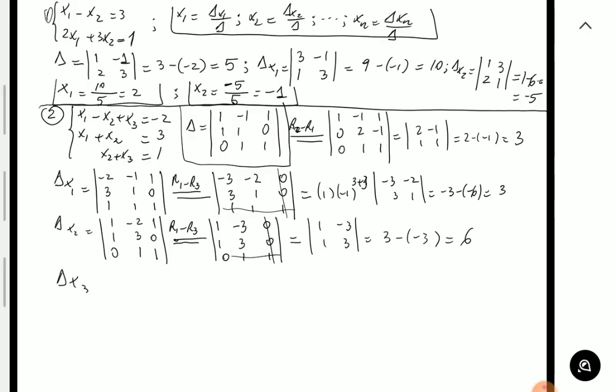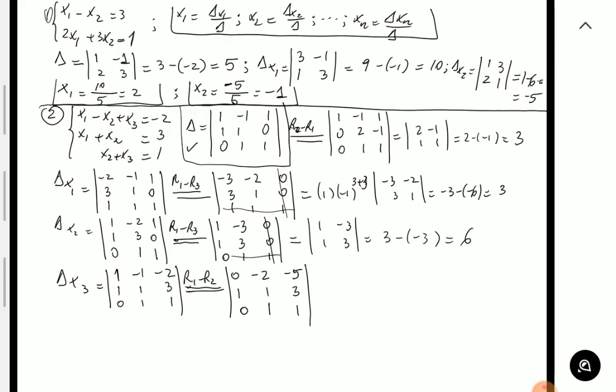So delta x3, going all the way back again to the original matrix. The first columns are now the same, and we replace the last column with minus 2, 3, and 1. We take advantage again of the existing 0, and let's make another 0 on the top, so we're going to subtract row 2 from row 1. 1 minus 1, 0; negative 1, negative 1, minus 2, minus 3, negative 5; 1, 1, 3; 0, 1, 1.